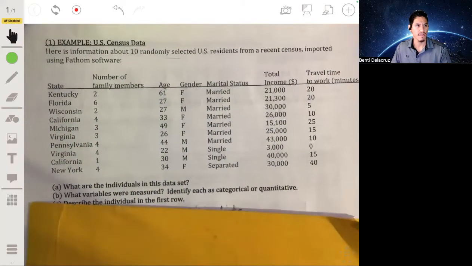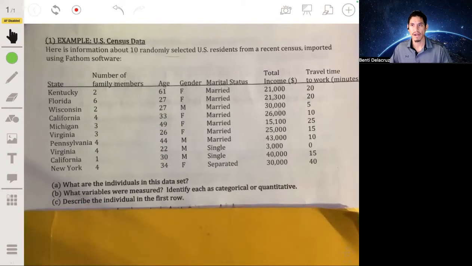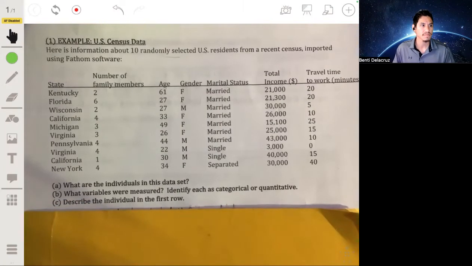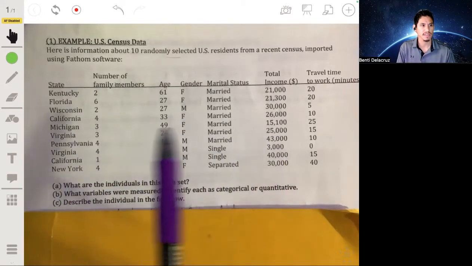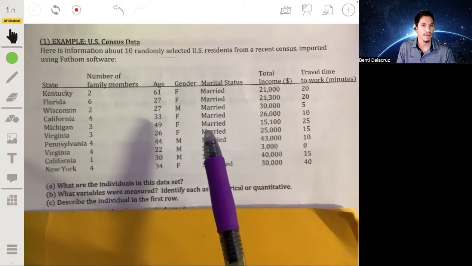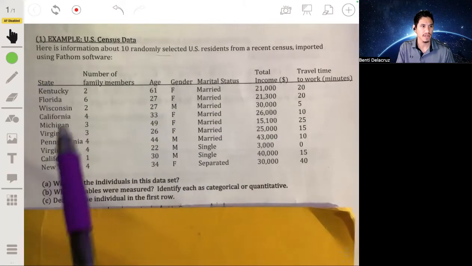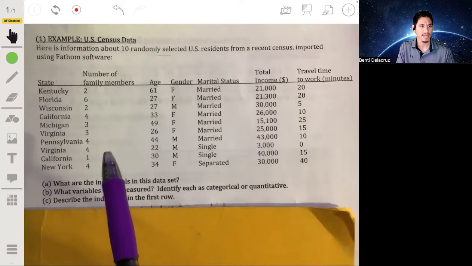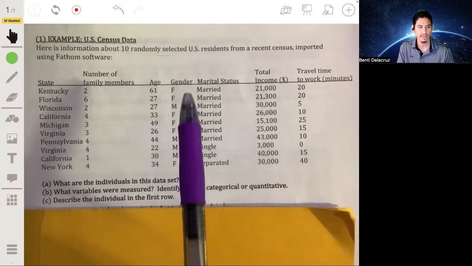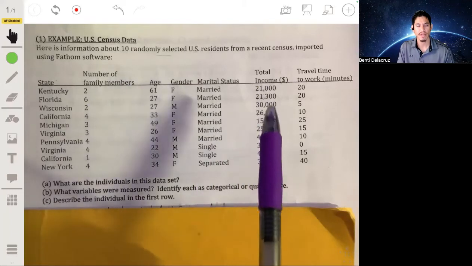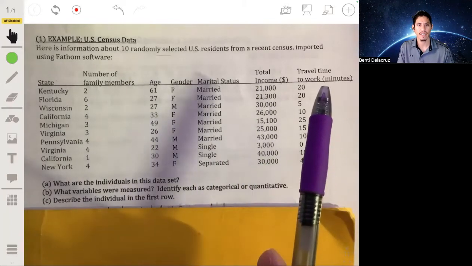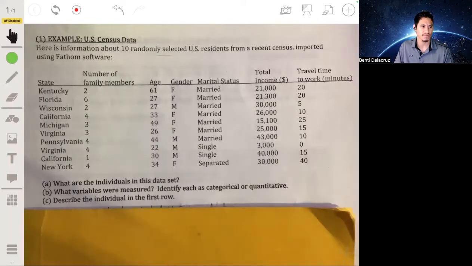Okay, so here we have US Census data. And it says we have 10 randomly selected US residents from a recent census. And it's organized in this table: state, first column, number of family members that each one has, and the next one, their age in years, gender, female, male, whether they're married or not, how much they make per year, and how long they take to travel to work in minutes.